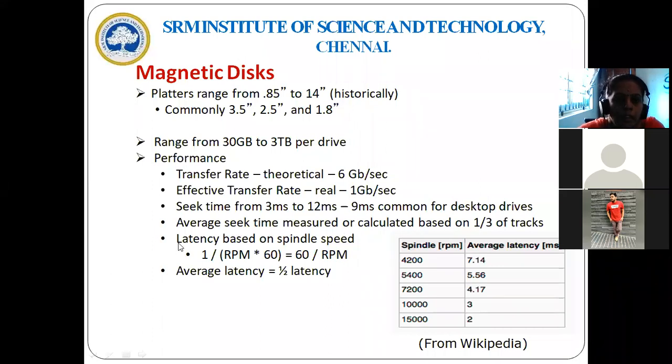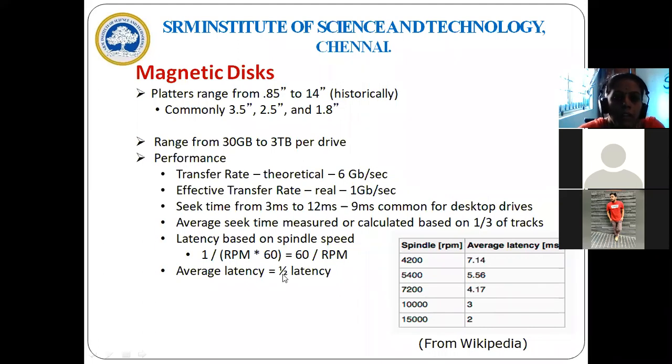calculated. For this latency, actually for this formula, it is not working properly. I will check it and then tell you. Okay. So average latency is 1/2 of the latency. That is why they are telling it as 0.5.